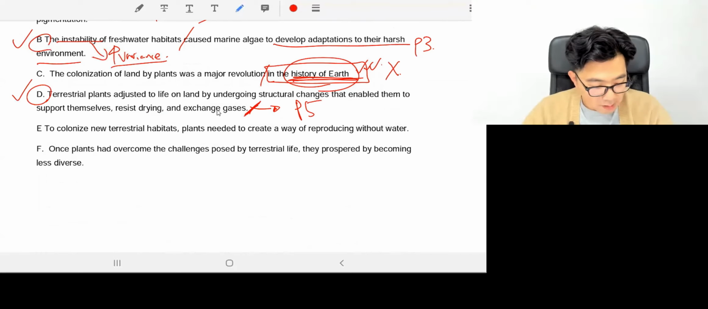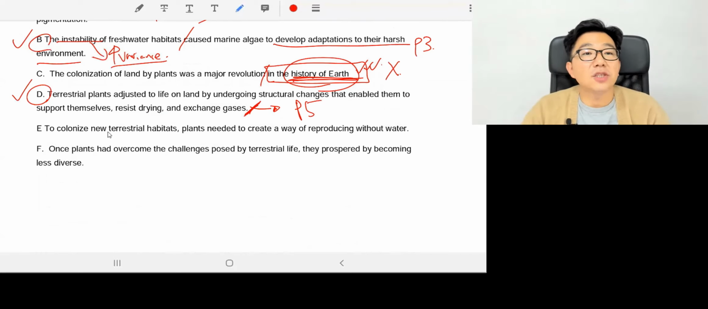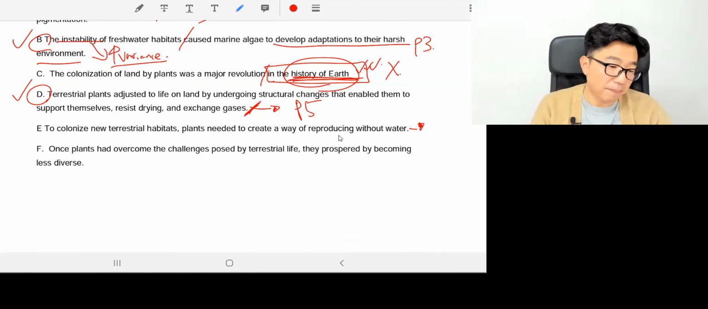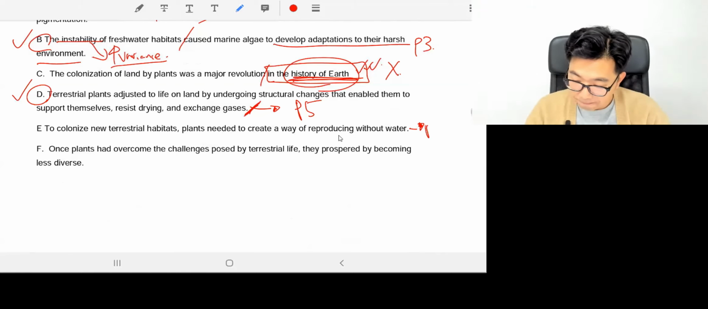Okay. All right. E, to colonize new terrestrial habitat. So in order to live as a land plant, plants needed to create ways of reproducing without water. Yeah. So that's the reproduction, sex cells, dispersal development. So that was paragraph 6. Clear, very simple.